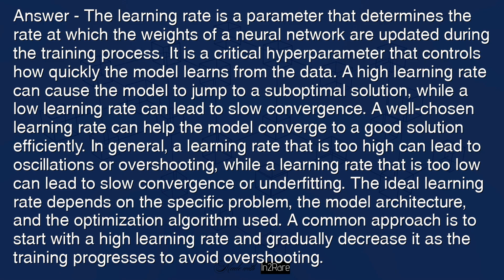In general, a learning rate that is too high can lead to oscillations or overshooting, while a learning rate that is too low can lead to slow convergence or underfitting. The ideal learning rate depends on the specific problem, the model architecture, and the optimization algorithm used. A common approach is to start with a high learning rate and gradually decrease it as the training progresses to avoid overshooting.